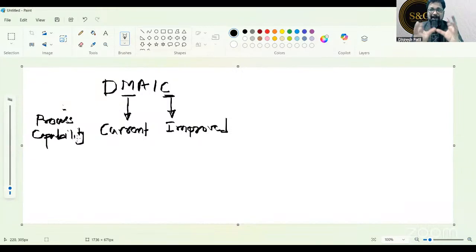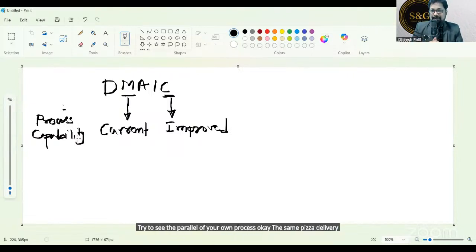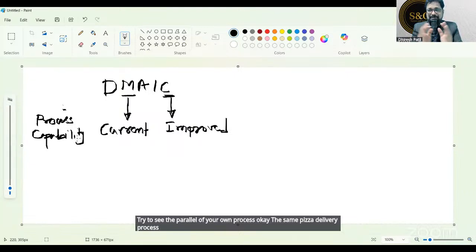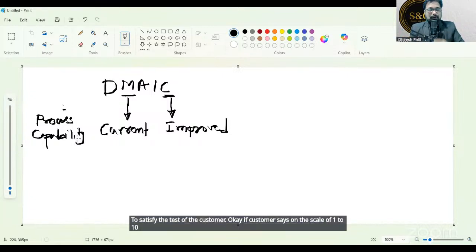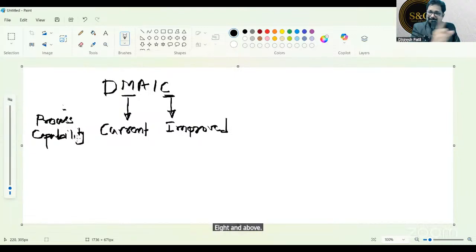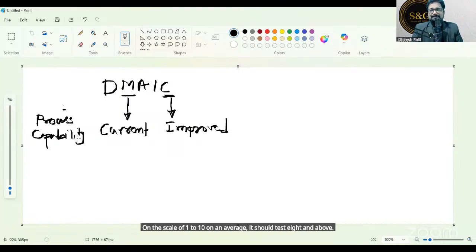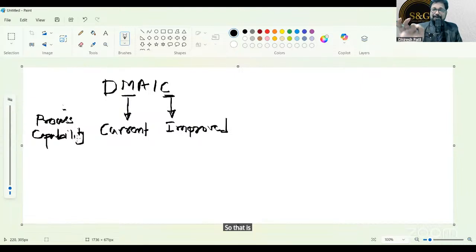See, I'm just giving you multiple examples. Just try to see the parallel of your own process. The same pizza delivery process, the ability of the process to satisfy the taste of the customer. If the customer says on the scale of 1 to 10, your pizza should taste 8 and above, then I will accept it. On an average, it should taste 8 and above. So that is the process capability on the taste.